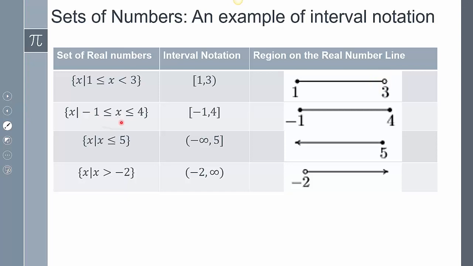X is between -1 and 4. Closed circle, so between -1 and 4, closed circle and closed circle. If I wanted to express that as an interval, I would say from -1 to 4, there's going to be brackets around that. X is less than or equal to 5, so that's going to be -infinity to 5. That's why I have that arrow going on forever, all the way from -infinity, and it's going to stop at 5.